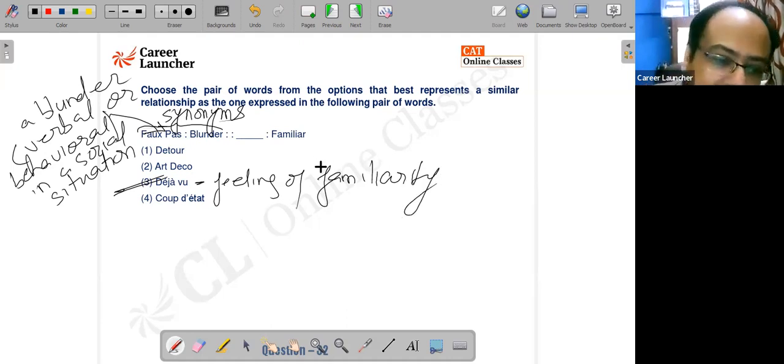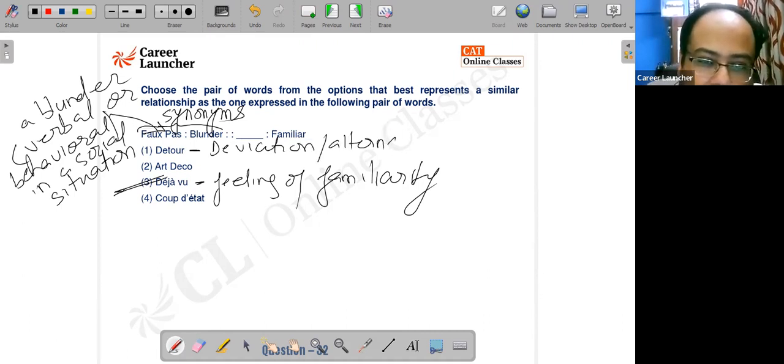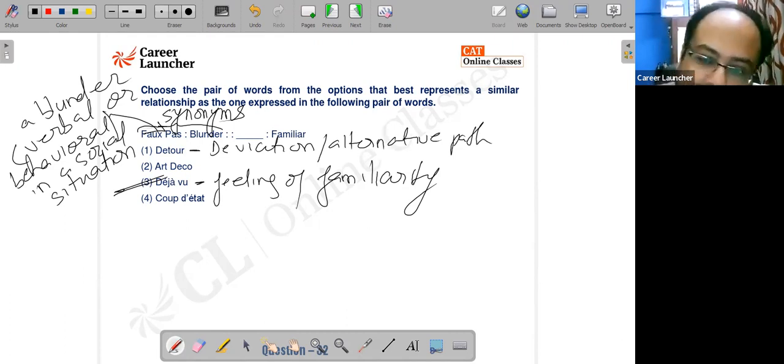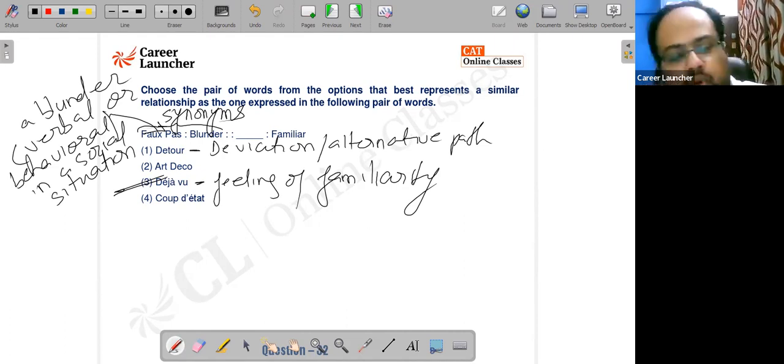Right? That is what option 3 means. Let's have a look at the other options. Detour, first option. Detour is a deviation or an alternative path. So when I take a different path, I'm deviating from the normal path, that is detour. If I'm going from destination A to B and the regular road is blocked and I take a different road, I'm taking a detour.